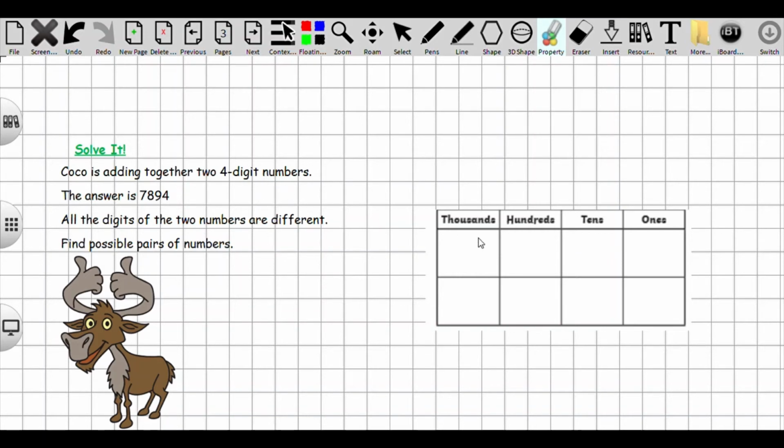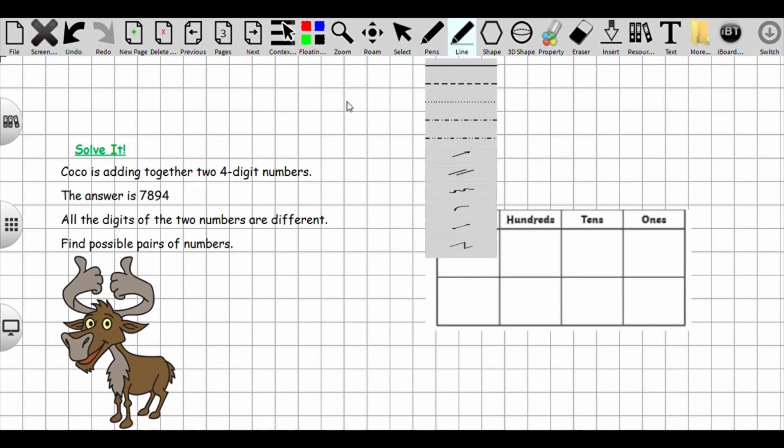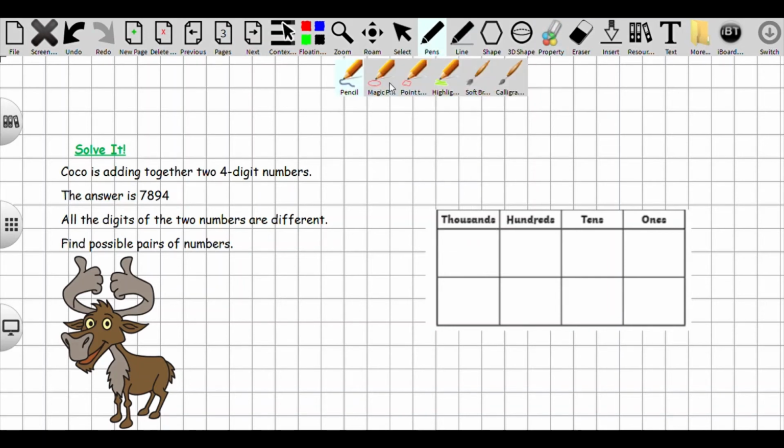Okay, so this time, using your grid or your column addition, you are going to find different ways to answer this, where in your addition all of the numbers are different. Okay, so let's have a little go. This will require you to know your number bonds. Now everyone knows the number bonds to 4, 9, 8 and 7.